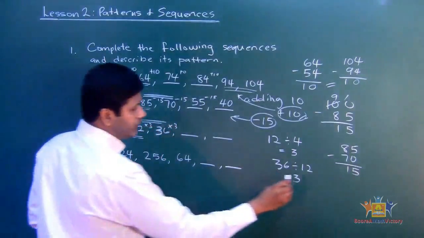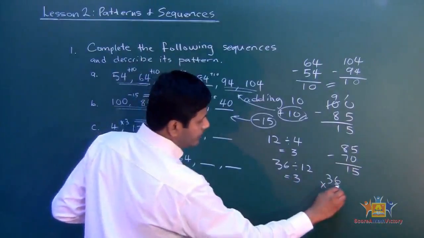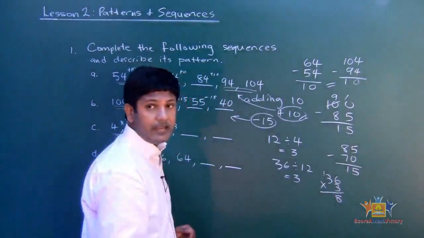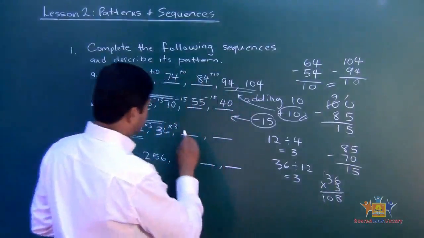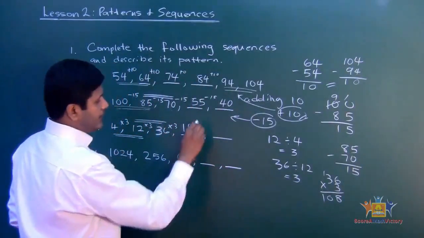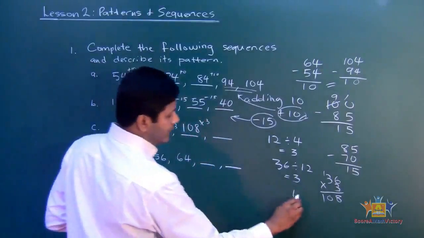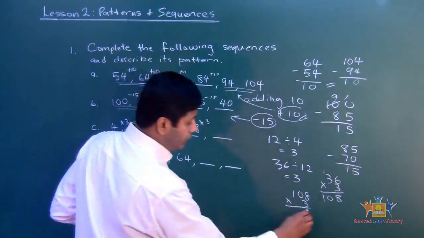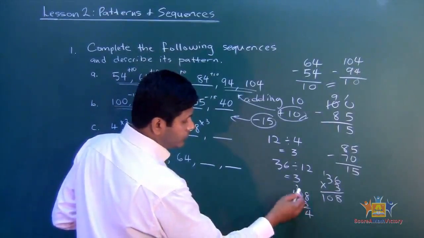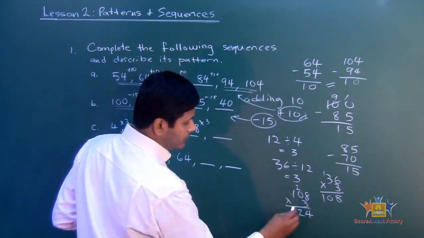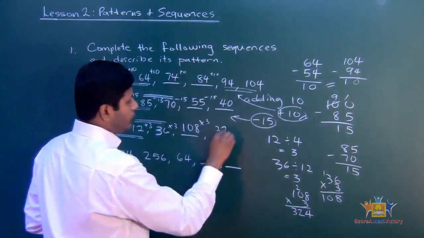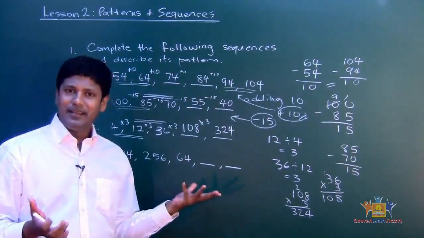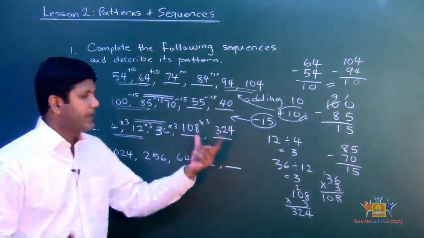So 36 times 3. 3 times 6 is 18. Carry 1. 3 times 3 is 9. Plus 1 is 10. So the first blank is 108. And then I'm going to times that with 3. So I take 108 times 3. 3 times 8 is 24. 4, carry 2. 3 times 0 is 0. Plus 2 is 2. 3 times 1 is 3. So 324. See that? Pretty easy, isn't it? Alright? So you know this is multiplying it by 3.